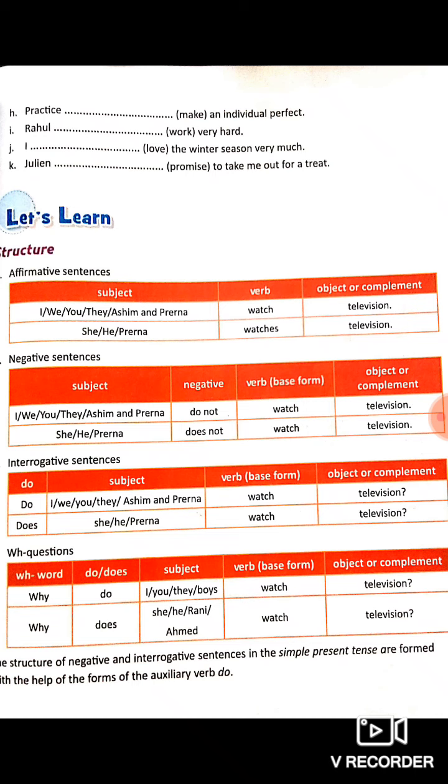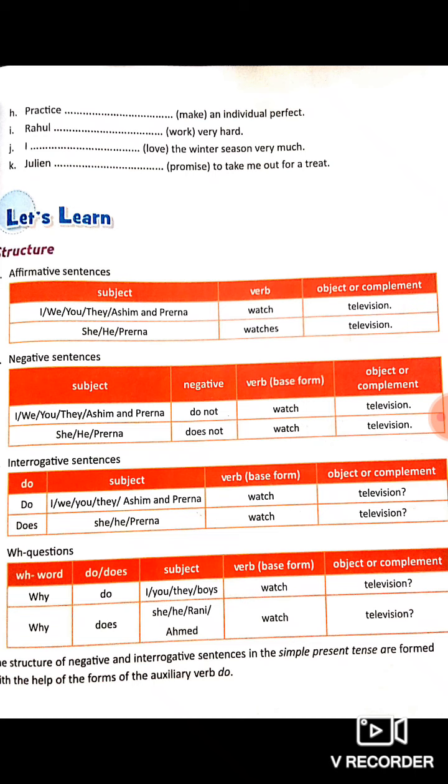The same for third person singular. Does she watch television? Does Prerna watch television? This is the usual form of the sentence. First an auxiliary verb, then subject, then verb in the base form, then we use the object or complement.